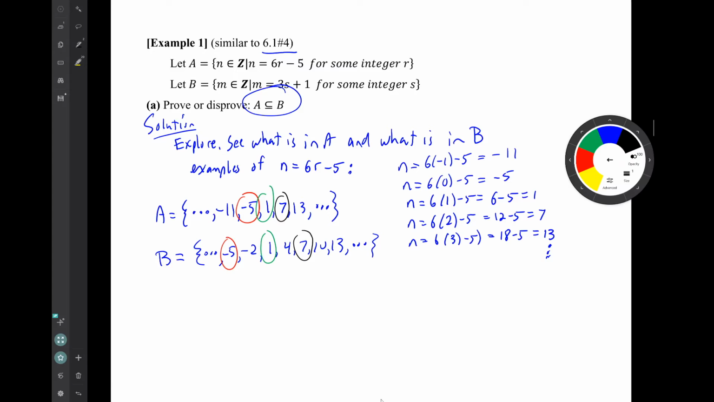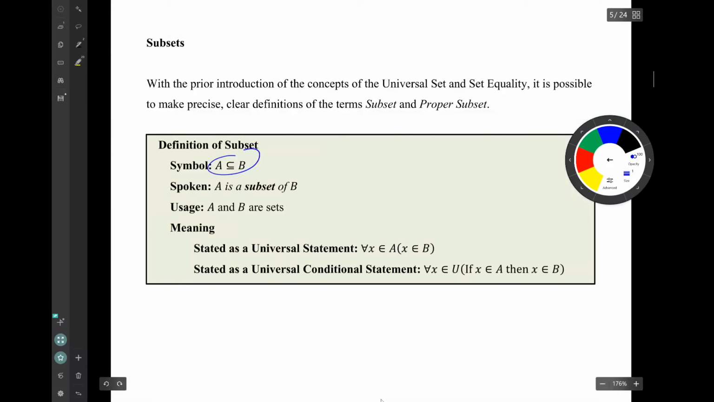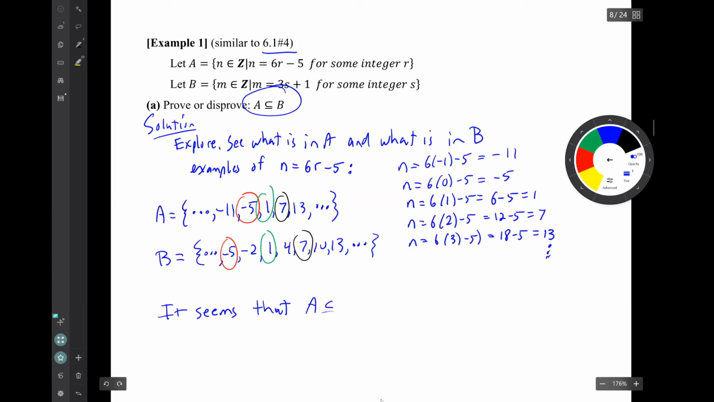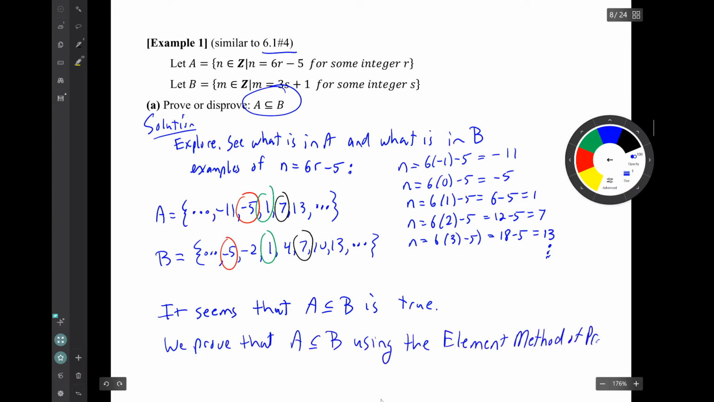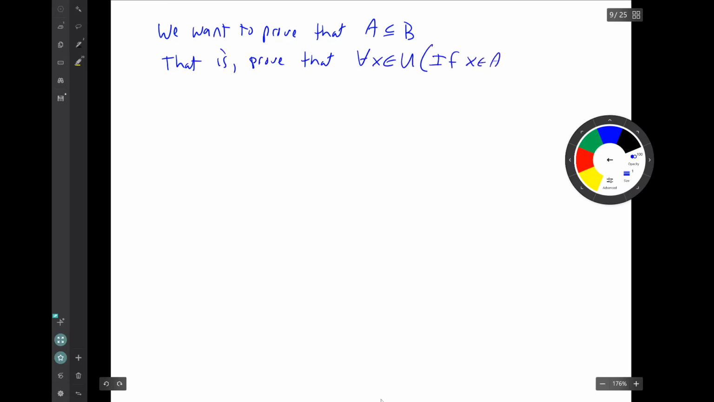Now this brings us to what's called the element method of proof. We want to prove that A is a subset of B. But that means that we have to prove this: that this universal conditional statement is true. So we'll do that on the next page. So that's the thing that we want to prove, this great big universal statement. So we will use the direct proof.